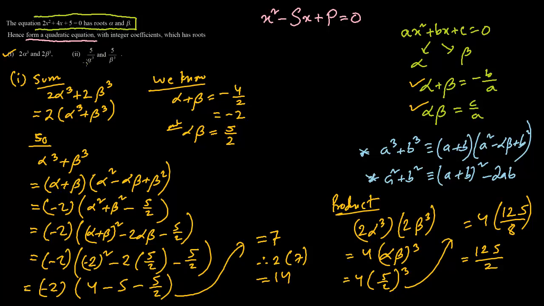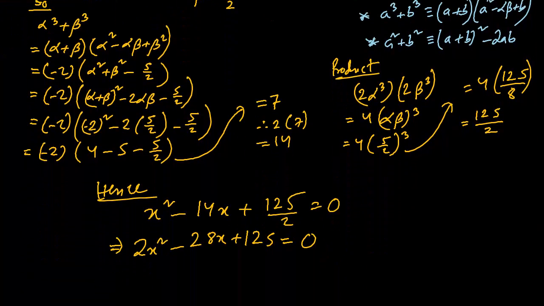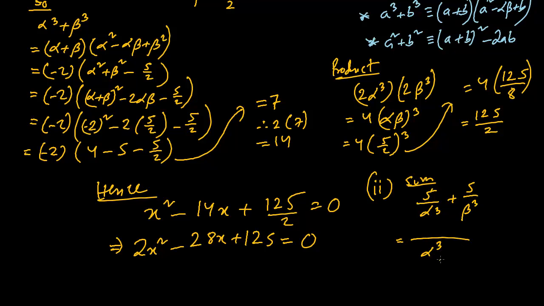Here we have 5 by alpha cubed and 5 by beta cubed. So when we have this, let me do it over here, sum: 5 by alpha cubed plus 5 by beta cubed. So when we take the LCM, it is alpha cubed beta cubed. So this would be 5 beta cubed plus 5 alpha cubed.